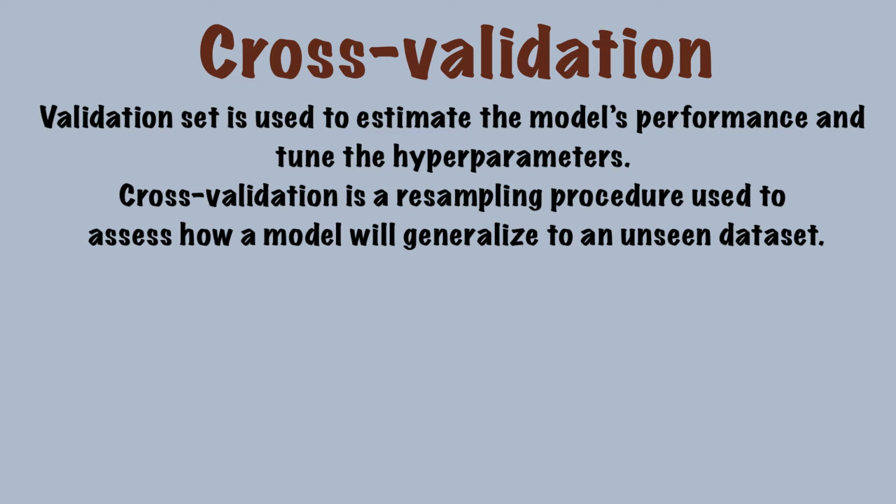Alright, let's look at cross-validation. In case you get confused, I want to be clear first. The validation set is not involved in the process of cross-validation. To illustrate, cross-validation is a resampling procedure used to assess how a model will generalize to an unseen dataset. In other words, cross-validation is used to evaluate the model's final performance, so it's like a testing set, but cross-validation provides a more reliable way to evaluate the model.